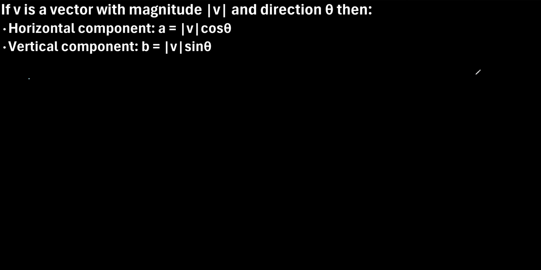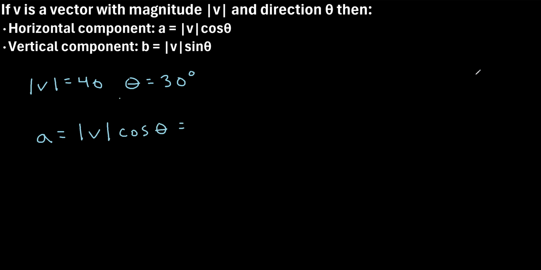Let's say we're told that some vector has a magnitude of 40 and a direction of 30 degrees. How can we find the horizontal component and vertical component of this vector? Well, we can use these definitions. So the horizontal component, we'll call that a, is found by multiplying the magnitude by the cosine of theta. So we get the magnitude we're told is 40. And then we have to find the cosine of 30.